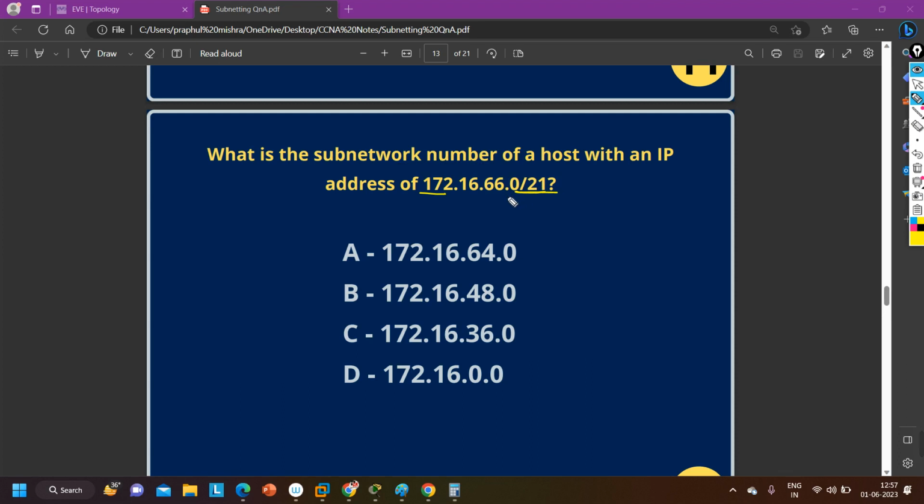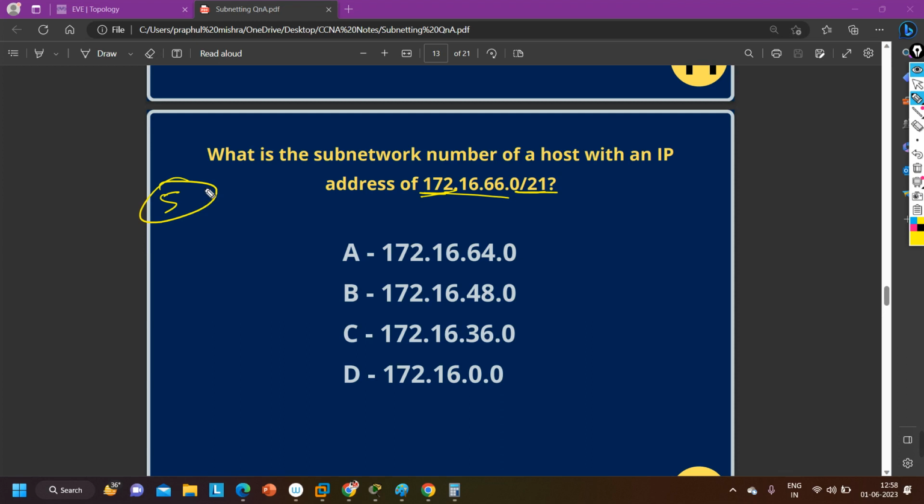So how many bits do you have? It's class B, the default is 16. It's going to be 21 minus 16, which is 5 bits. So we have borrowed 5 bits over here, because with the help of the IP address only we are able to identify how many bits we have borrowed.